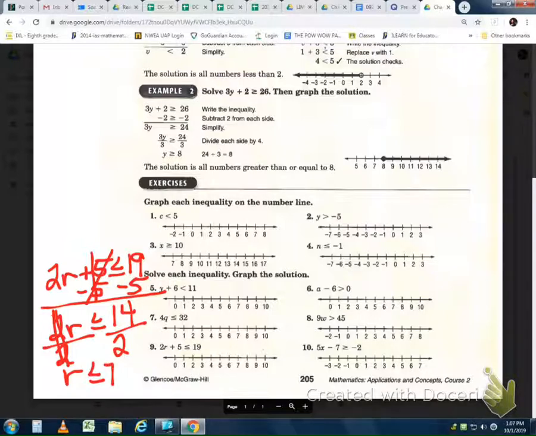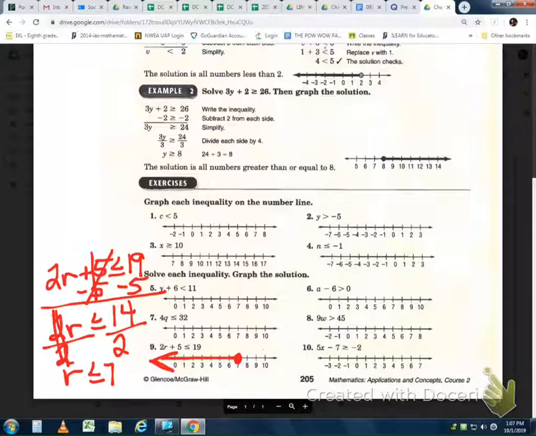7. So if r is less than or equal to 7, is it open or closed circle? Closed. If it's less than or equal to, shading which way? Left. And make sure you do the arrow on the end. So we've already done this solving, so this is just going to re-emphasize that. You have to know the graphing.